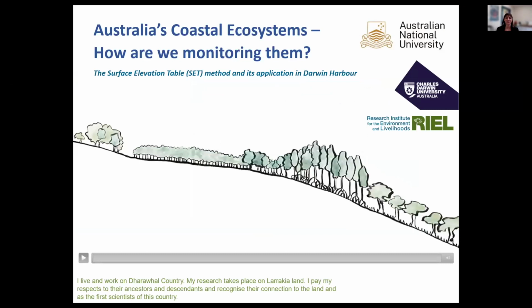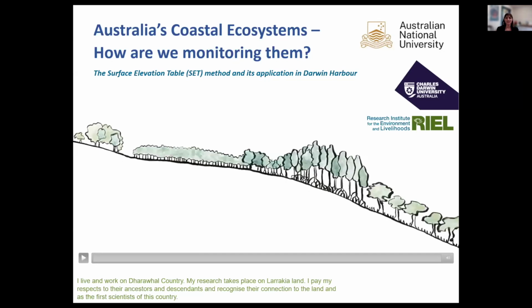Here I'm going to present on just one method for monitoring coastal wetlands. Coastal wetlands are mangroves and salt marsh. That's my definition for this talk. And I'm going to be talking about surface elevation tables, SETs, otherwise known as rod surface elevation tables, RSETs, and I might use this term interchangeably throughout.